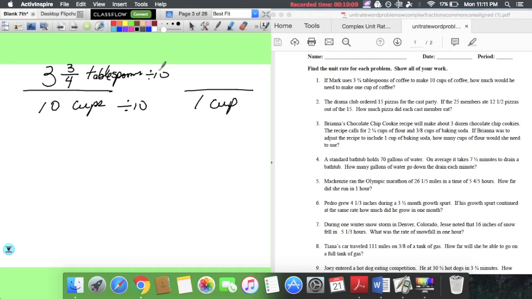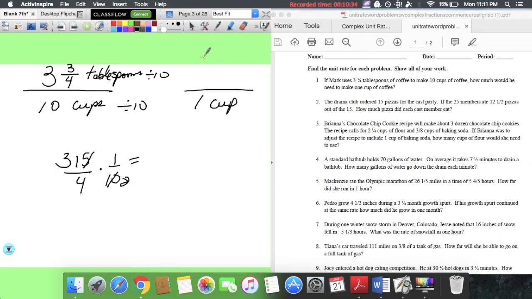And I'm going to divide that by 10. And I'm going to get 0.35, 0.375, or you know what, let's see, I'm going to do it as a fraction. So 4 times 3 is 12, 12 plus 3 is 15, 15 over 4 times 1 over 10.